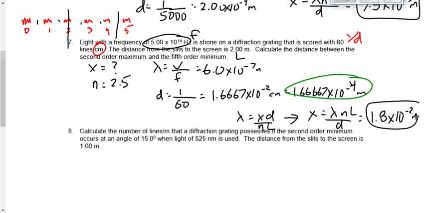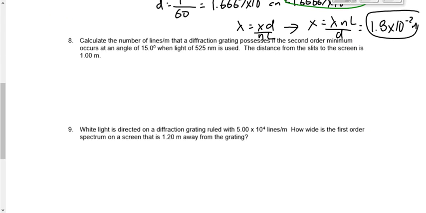Now, I'd like you to take a look at the last two questions on that worksheet, questions 8 and 9. 9 is going to be a challenge question for you. I want to see what you can do with it, though, after I show you one more little thing.